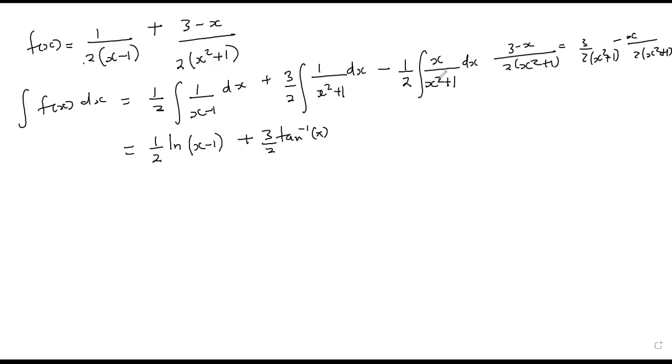The same applies to this. When you differentiate it, you don't get exactly the numerator. So I'm going to show you how I'm going to come up with minus a quarter ln(x squared plus 1) plus a constant of integration. So I'm going to show you how I come up with these two.